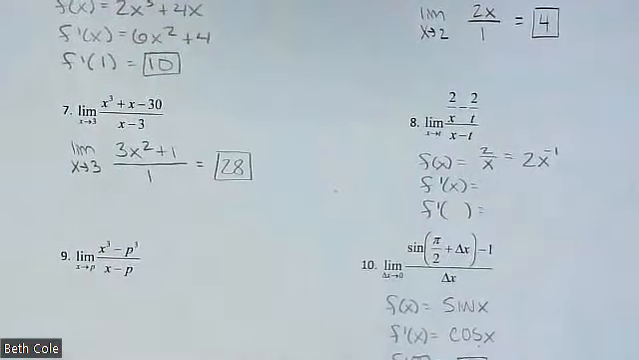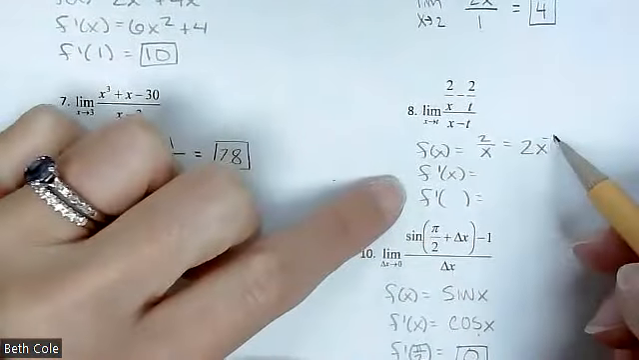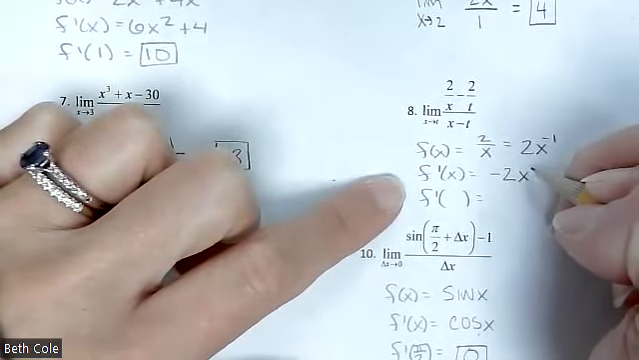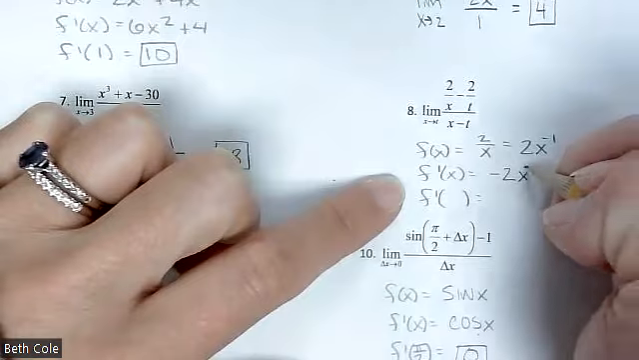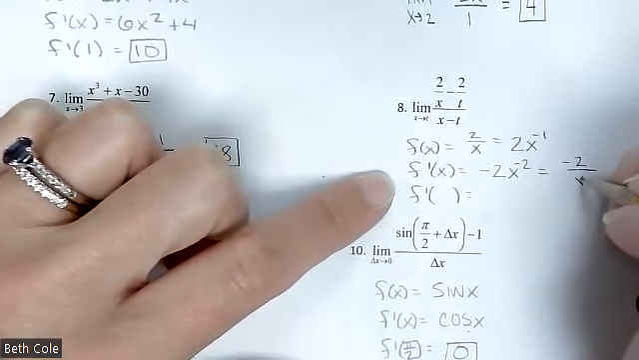I'm going to hold on. Are we all together here on the same problem? Okay, do you get why it's 2x to the negative 1? Yeah. Okay, so when you take that derivative, you multiply the negative 1 down, it's going to be negative 2x to the power, good, gets more negative, and it's negative 2 over x squared.